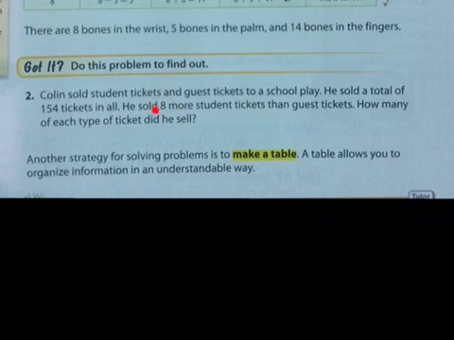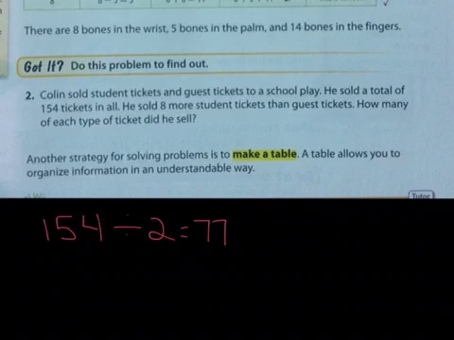So he sold 8 more student tickets than guest tickets. Well, we have to figure out two numbers, and see how students can have 8 more than guest tickets. The way I would do it, boys and girls, is I would start with 154 and divide it, cut it in 2. This will give me 77. So really, I can make 2 groups of 77. Let's say I have 77 student tickets and 77 guest tickets. That's how it would be evenly distributed.